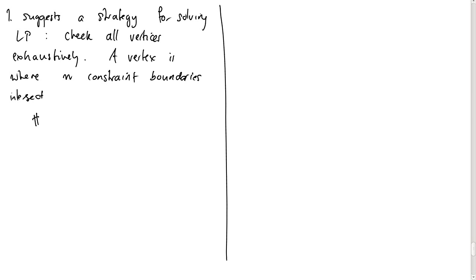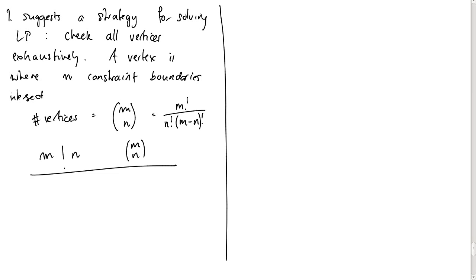So the number of vertices is equal to m choose n, the combination, which you may remember is given by the following expression. So why don't we just see how many vertices we need to check? Well, it's that many. And to give you a bit of a feel for this, let's draw up a wee table. So I'll just give you a few representative values. So I'm looking at the number of constraints. So m is the number of constraints.